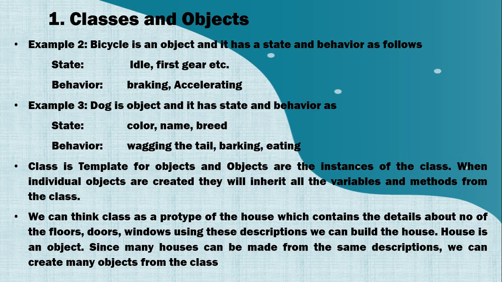Like that, we can create many objects using the same class. So we can say that a class is a collection of objects. An object is an instance of the class. So this is about the generalized concepts of classes and objects.